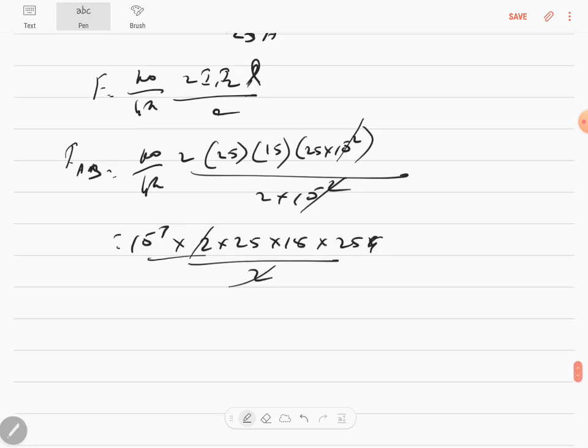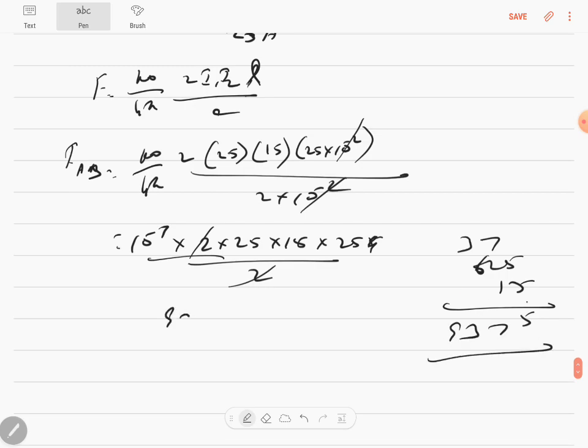You get some answer here. 25 5s are 125... 25 into 25 is 625, 625 into 15: 15 5s are 75, 15 2s are 30, 37, 15 6s are 90, 99, 375. So 9375 into 10 to the power minus 7 is the force FAB, the force on AB due to the long conducting wire.